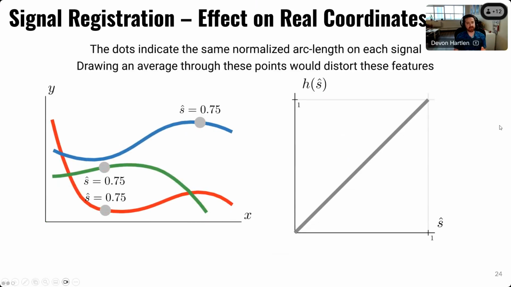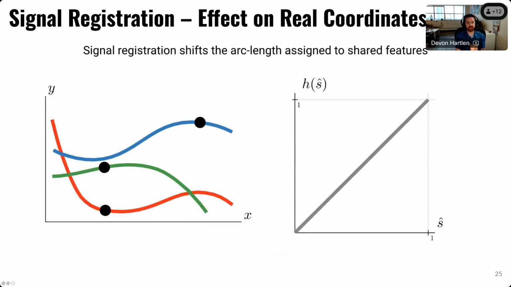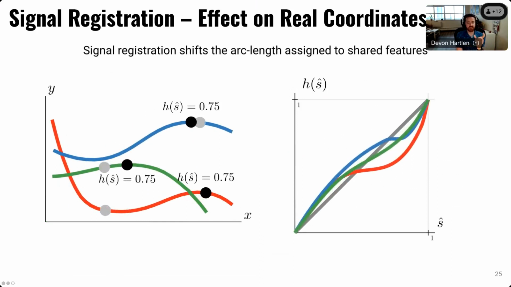But introducing warping, or signal registration, allows us to align these features based on arc length. You can see the black circles are moving the arc length assigned to the peak. We're not actually changing the coordinates of that peak. It's this property that allows us to capture averages and responses, which are feature-based, and allows us to do really cool feature-based assessment in some future work we're going to discuss later in this presentation.